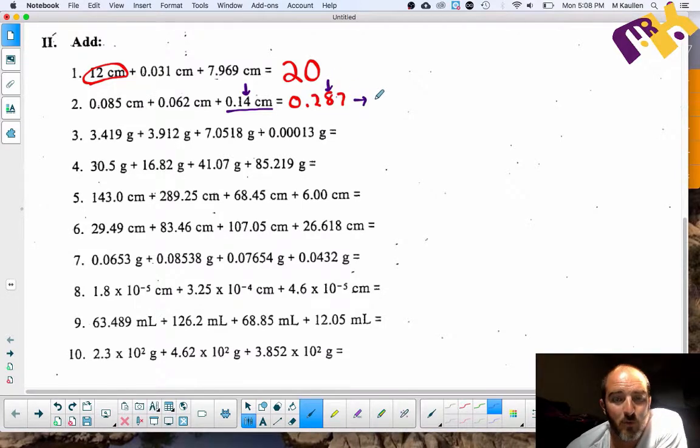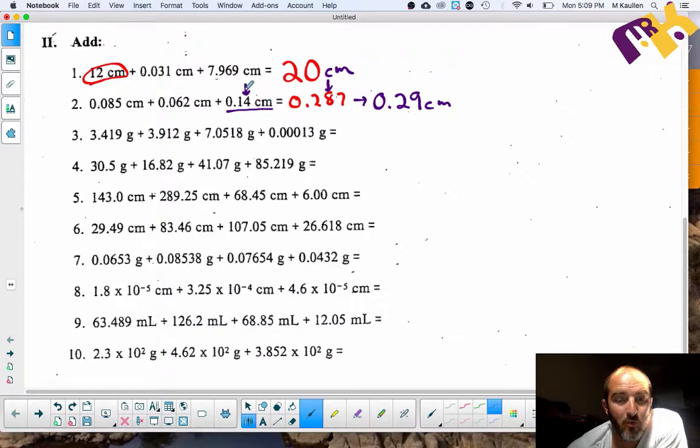So we'll have to use rounding rules to finish this out. This will then be changed to 0.29. All right, so this will be changed to 0.29 centimeters. And I should probably put the units on this. I'll be in trouble if I don't. There we go. So again, the reason for that is addition and subtraction.